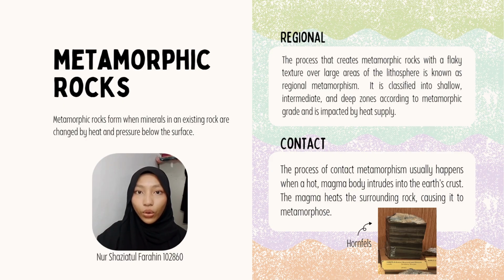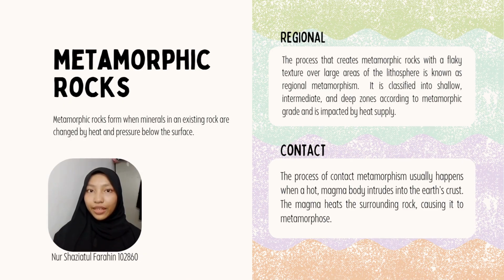The area of the rock affected by contact metamorphism is appropriately known as the baked zone. A common example is hornfels, which forms when shale or other rock is baked by the heat. In summary, regional metamorphism affects a large area due to the pressure and heat from tectonic activity, while contact metamorphism occurs in a smaller zone, driven mainly by heat from magma.